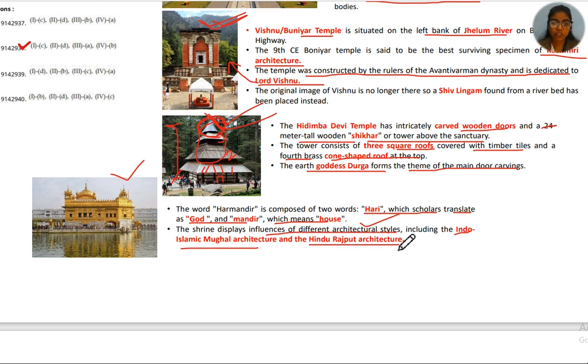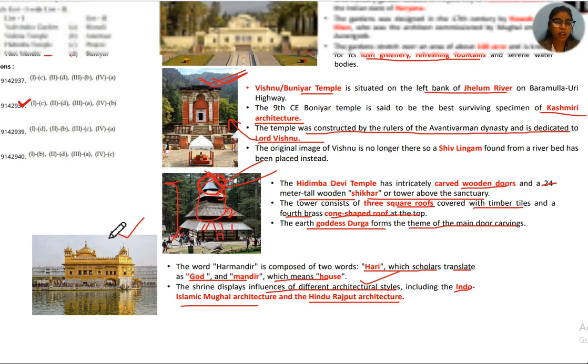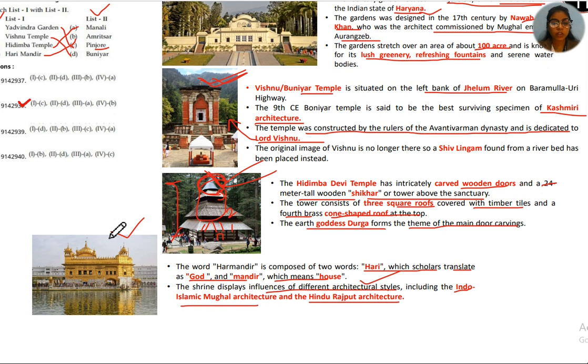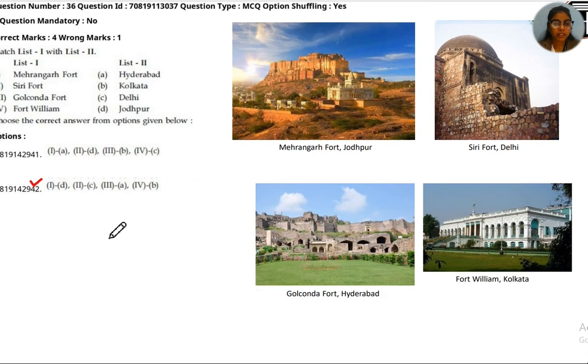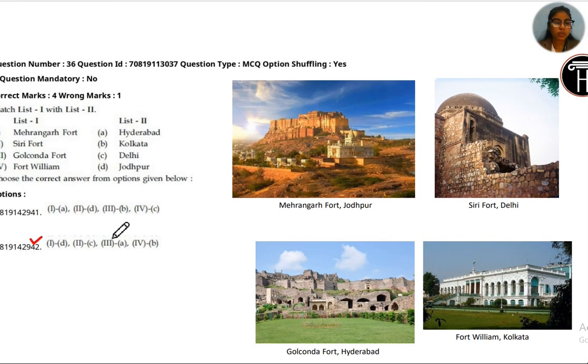These two types of architecture can be seen in your Hari Mandir, which is also your Golden Temple at Amritsar, Punjab. Okay, moving on to the next question. Here also we have list one where we have the names of some forts, and on the right hand side we have to match them with the place name.